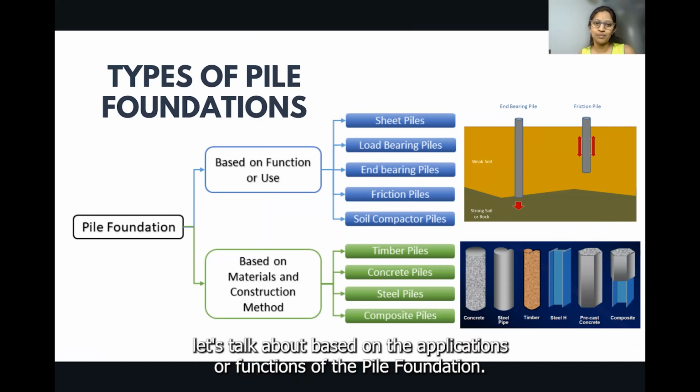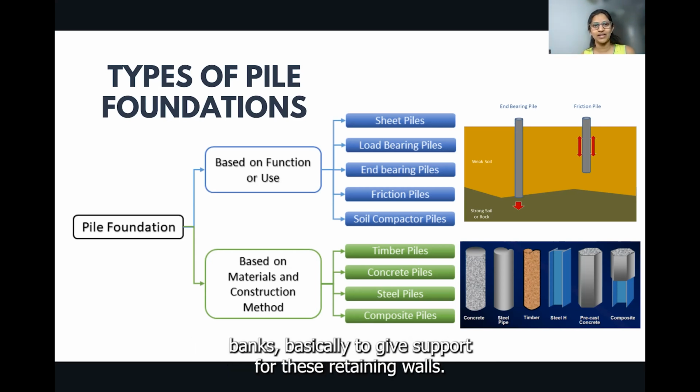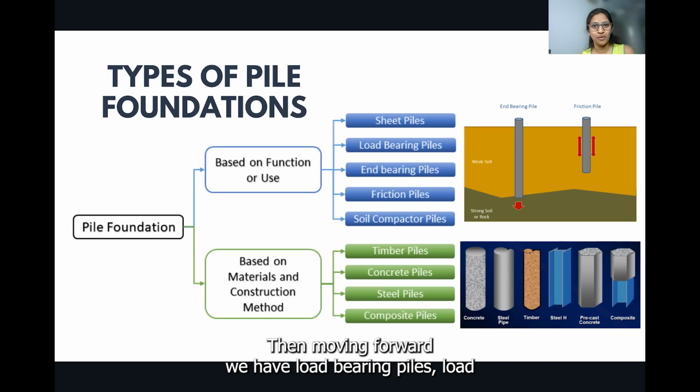So first, let's talk about the pile foundation based on the application or the functions. Firstly, we have sheet piles. Sheet piles are basically used on river banks to give support for retaining walls. That is where the steel piles come into the picture. Then moving forward, we have load-bearing piles.